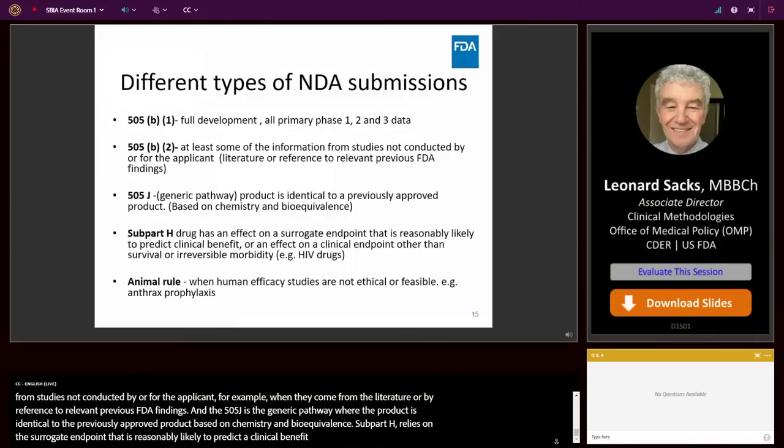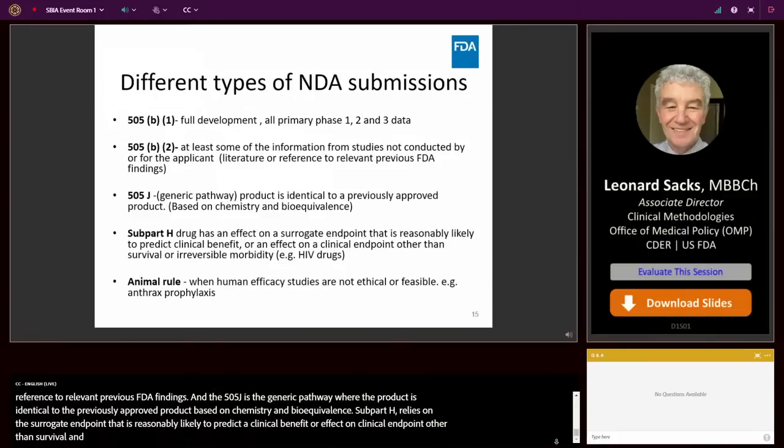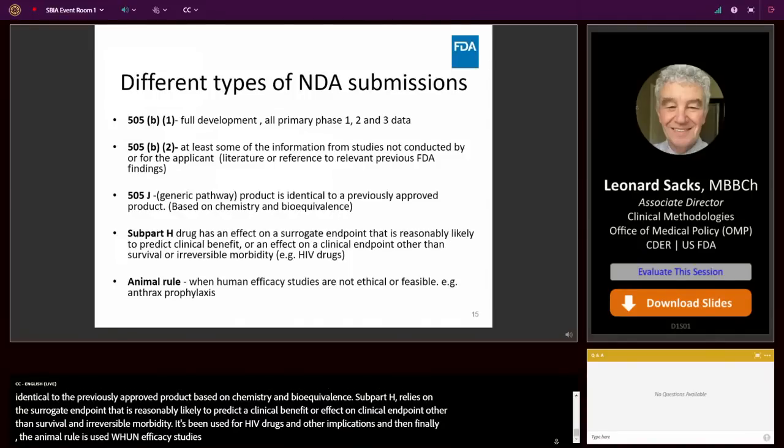It's been used in the beginning for HIV drugs and subsequently for many other applications. And finally, the animal rule is used when efficacy studies are not ethical or feasible, for example, in the prophylaxis of anthrax.